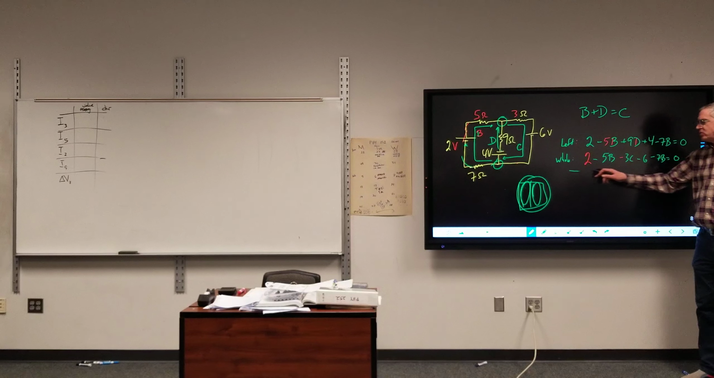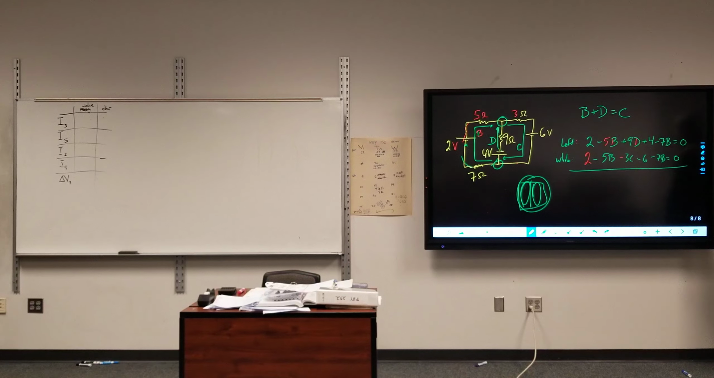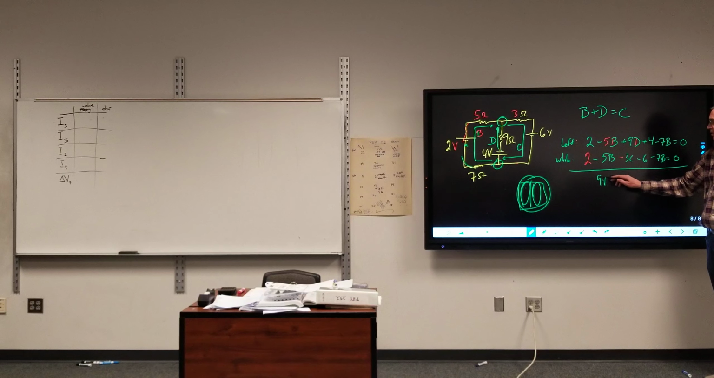This is a side note: if I subtracted these 2 equations as is, the 2's cancel out, the 5B's cancel out, the 7B's cancel out, and what I end up with is 9D plus 4 plus 3C plus 6 equals 0. Well, that is 10 plus 9D plus 3C equals 0. That is my right loop.